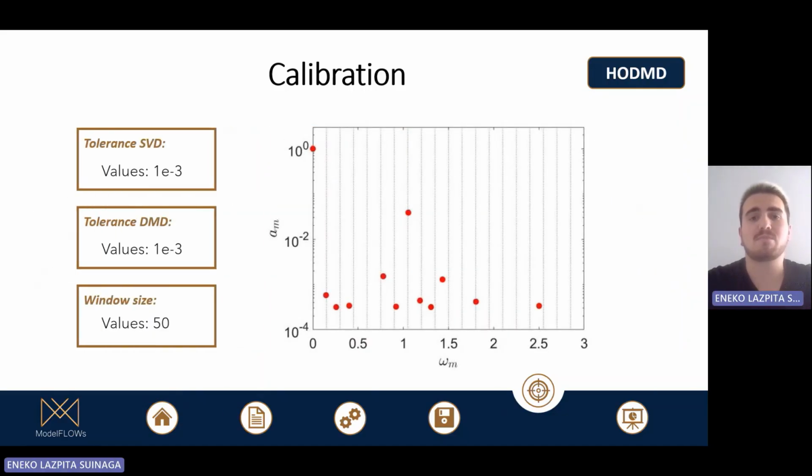And if we select some specific values for these parameters, we can obtain this clear spectrum, as you can see here on the right plot, where we plot these different DMD modes regarding their frequency.